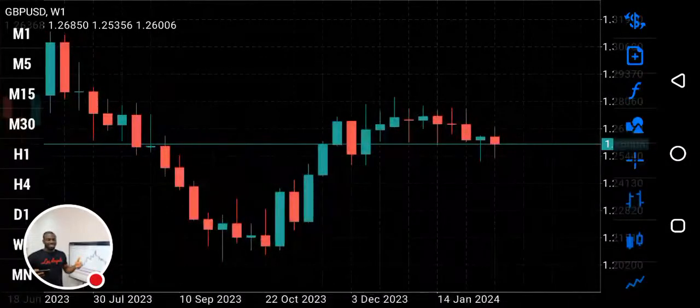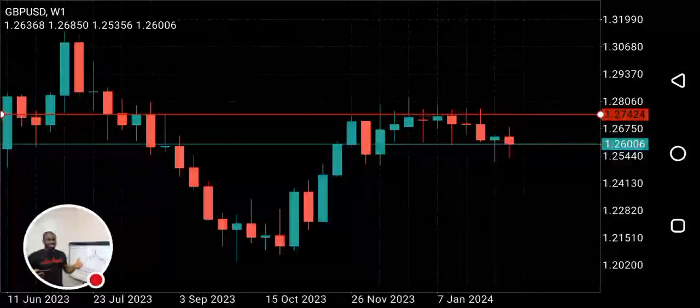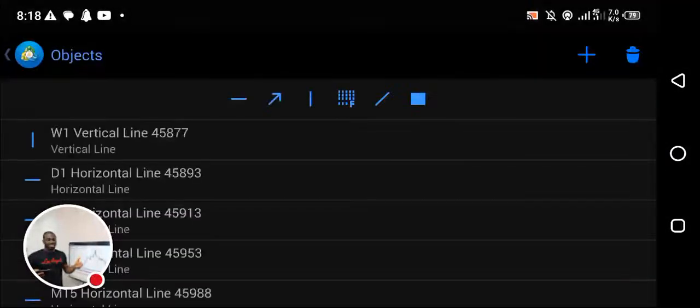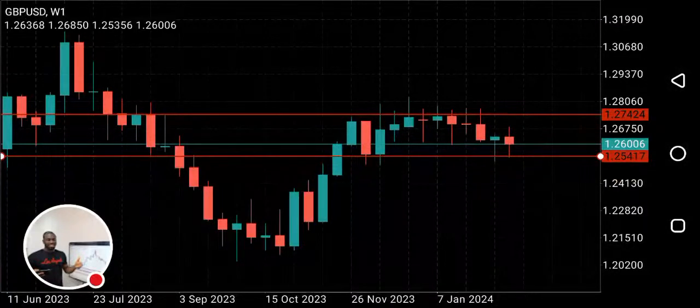Now we need to identify the high of the range, which is this, and also the low of the range. So price is in this range now. What we should be looking out for is a breakout from that range.